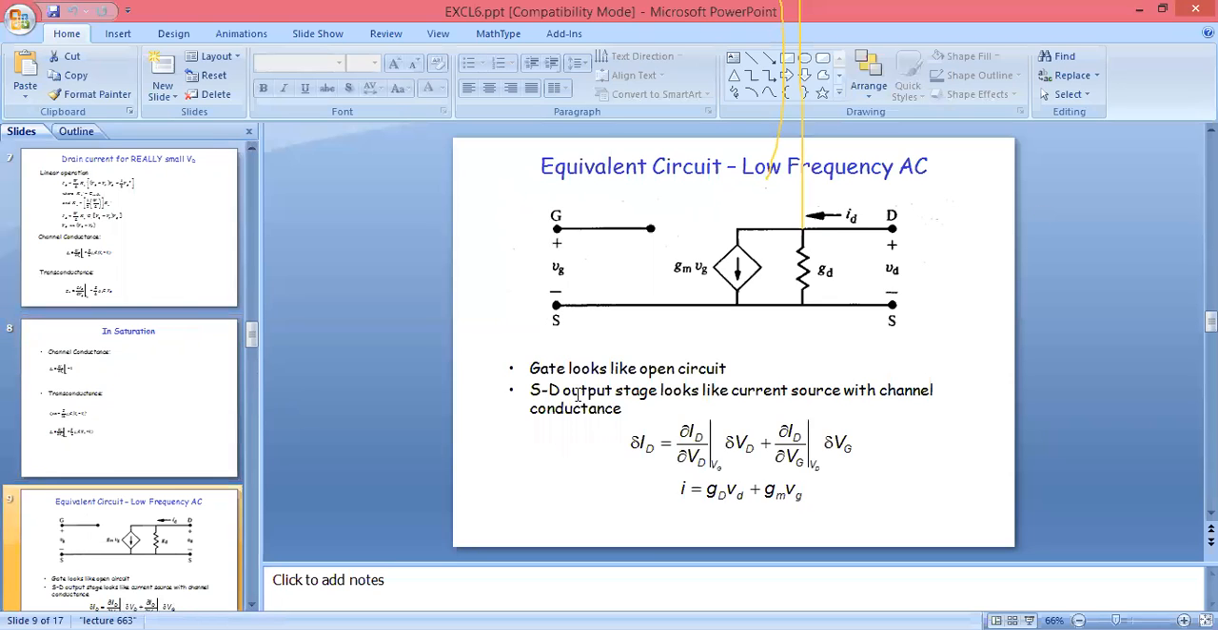If you see the hybrid model which we are using to derive the equations for gm, this is nothing but transconductance, and ID is nothing but drain current. This is the equivalent AC circuit which we are using for the analysis of the MOSFET.